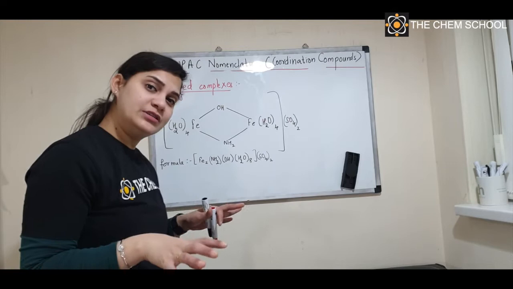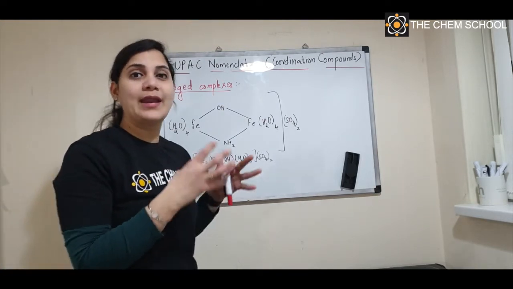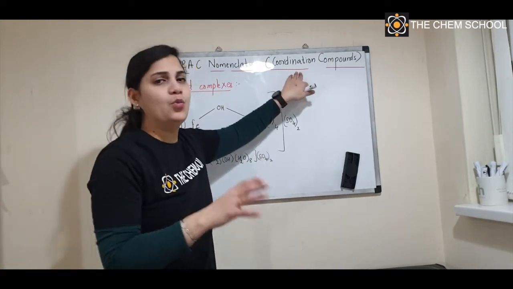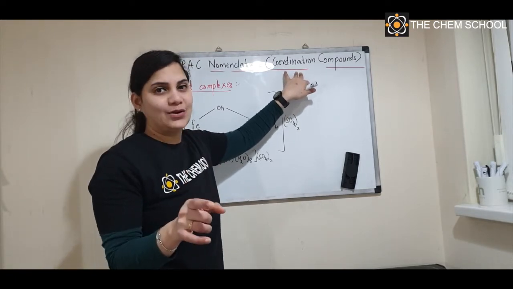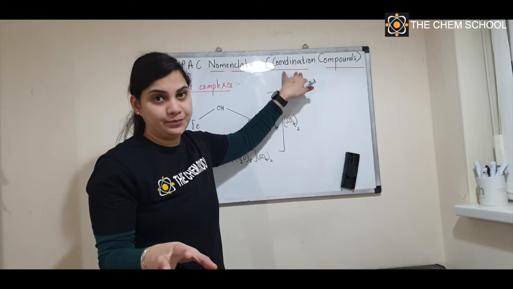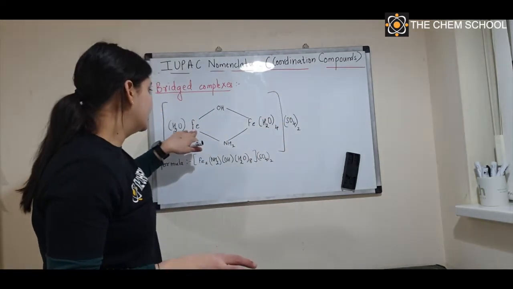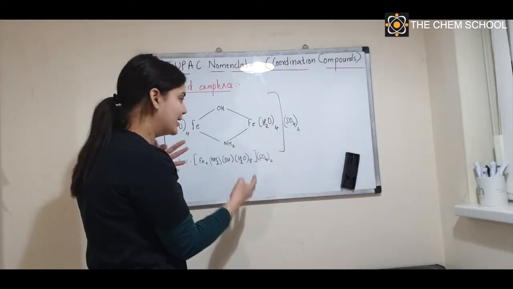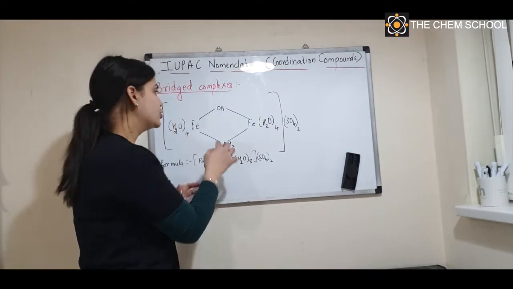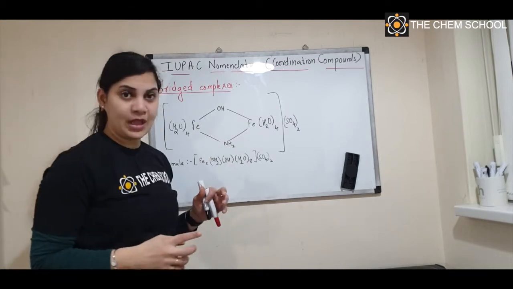Okay, the first thing is always, whenever you are writing down an IUPAC nomenclature for any coordinate compounds, okay, or any coordination complexes, first calculate the oxidation number of the metal. Okay, now, so you can see very clearly the metal here is iron. So you have a square bracket. Inside you can see you have a complex. So your central metal is going to be iron.